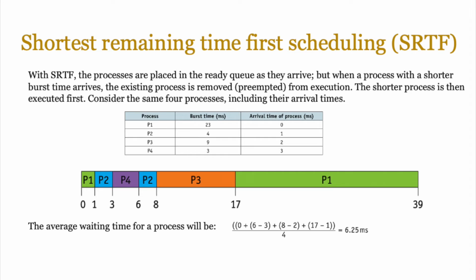So our schedule now looks like P1 followed by P2, then P4, then back to P2, which becomes the shortest at that point in time, then P3, and then finally back to P1. So the average waiting time for a particular process is a lot shorter compared to the previous two algorithms.